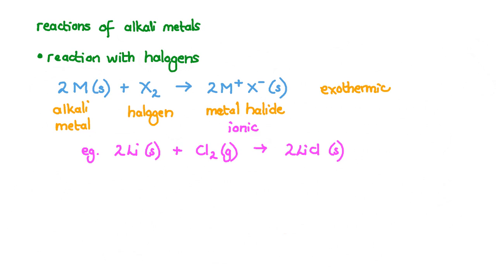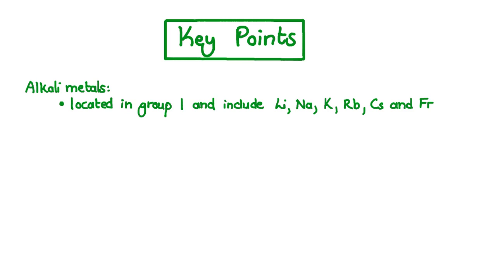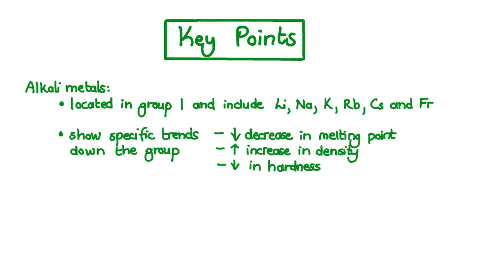Now that we have looked at some of the types of reactions the alkali metals undergo, let's summarize everything we have learnt. In this video, we have learnt about the alkali metals. We learned that they are located in Group 1 of the periodic table and include the elements lithium, sodium, potassium, rubidium, cesium and francium, but not hydrogen. We learned that they show specific trends going down the group.